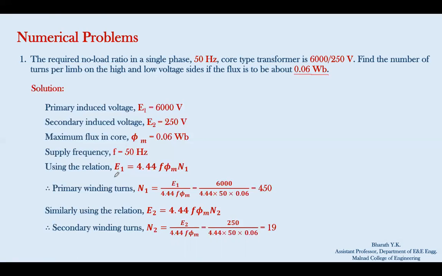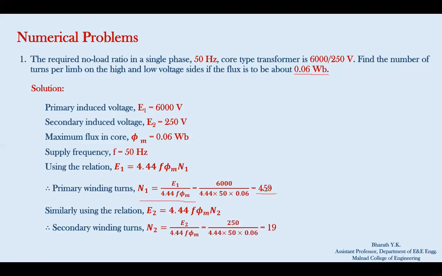E1 is equal to 4.44 F phi m N1. So by simplifying this equation for N1, we will get N1 is equal to E1 divided by 4.44 F phi m. So now substituting E1, F and phi m here, you will get the primary number of turns.